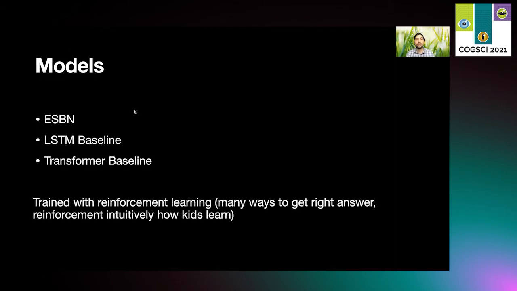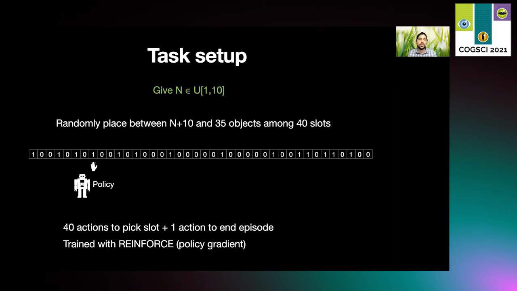And I'm going to show you 3 models for the give-n task: an ESBN model and 2 baseline models, one that just uses an LSTM without memory and one that uses a transformer. These models will be trained with reinforcement learning, just because there are many different ways to grab items, and intuitively kids often get reinforced when they're learning these tasks. And so this is the setup.